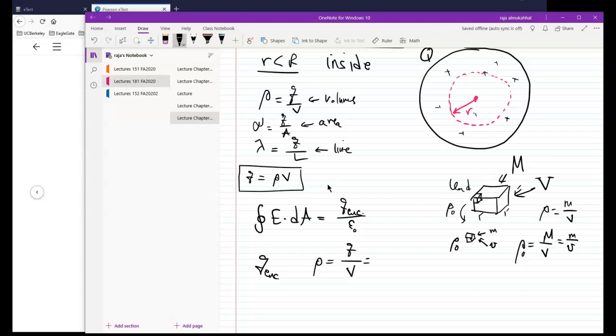So as far as the enclosed charge is concerned, we're calling it Q enclosed. That's going to be Q enclosed over the volume of the Gaussian surface. Well, what is the volume of the Gaussian surface? What's the volume of the sphere? 4/3 pi r cubed, if you remember. 4/3 pi r cubed, the volume of the sphere.